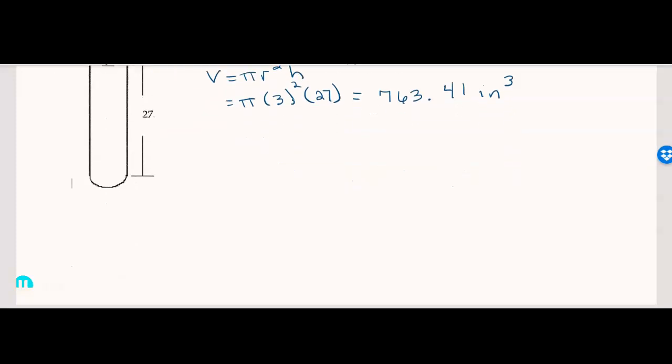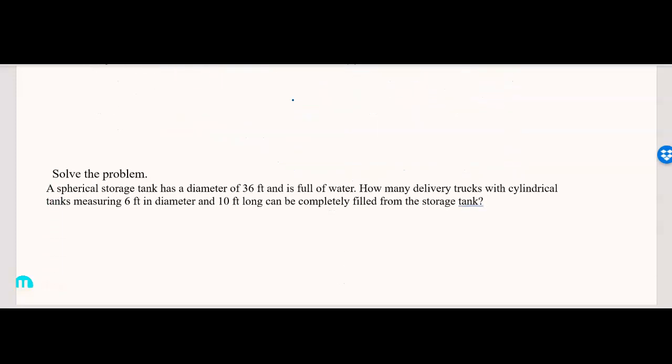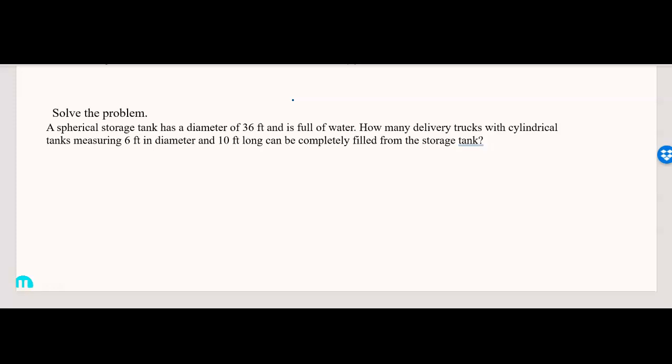Okay, now I want to end this with a word problem. Yes, we got to do those word problems. All right, let's look at the question. Now, it says that we have a spherical storage tank with a diameter of 36 feet and is full of water. How many delivery trucks with cylindrical tanks measuring 6 feet in diameter and 10 feet long can be completely filled from the storage tank?